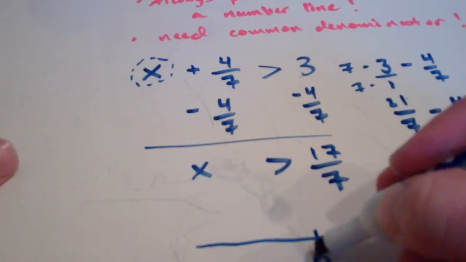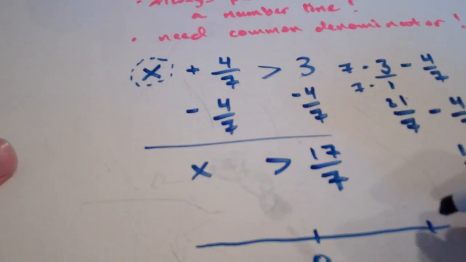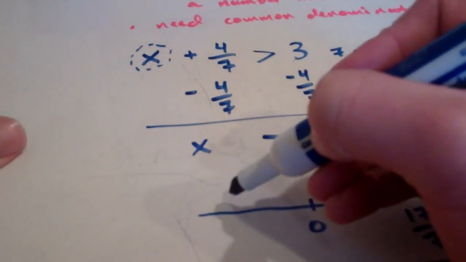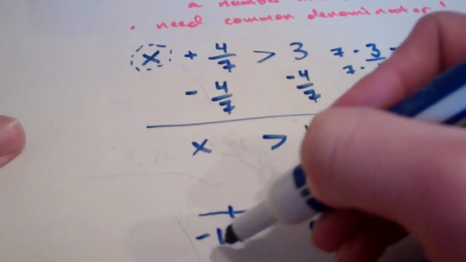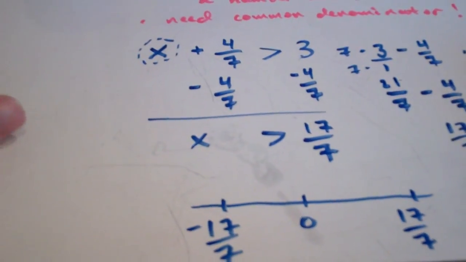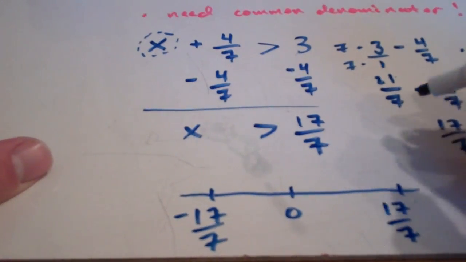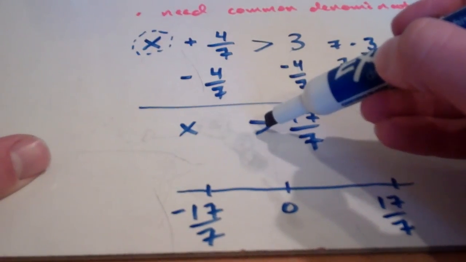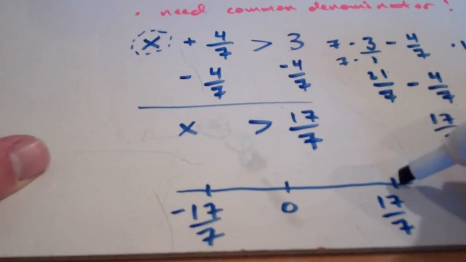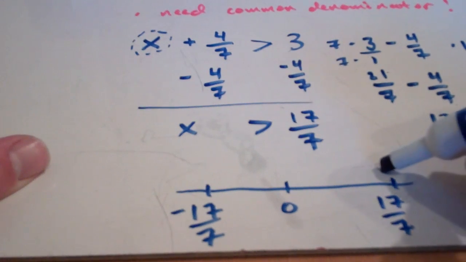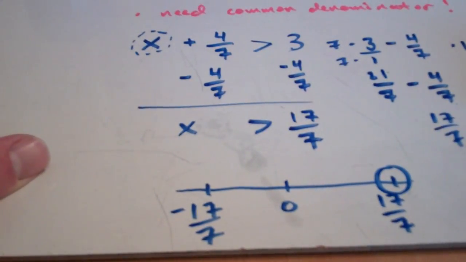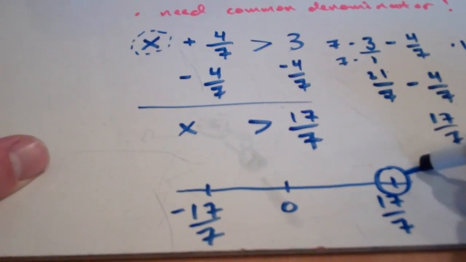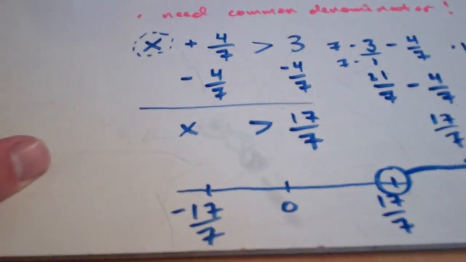So I put 0 in the middle. Because we're dealing with 17/7, I'm going to put 17/7 positive on the right side. I'm going to put negative 17/7 left of the 0. And here's just a little number line. It's not perfect, but it'll work for this problem. And because it is greater than 17/7, I go to positive 17/7 here, and I use an open circle because it can't be equal to that value. And all the numbers that are greater than 17/7 are to the right, so my arrow is going that direction.